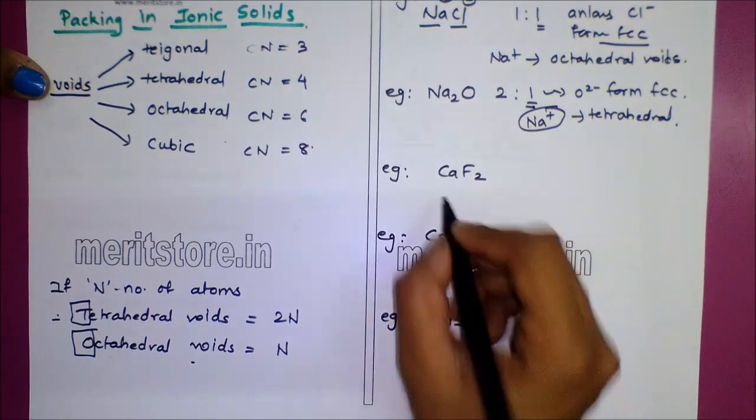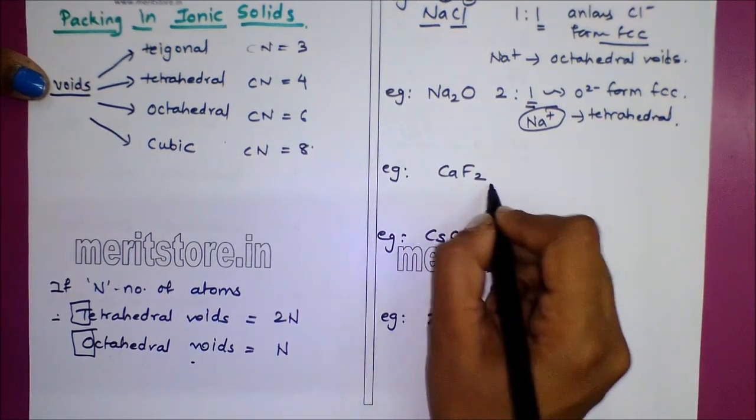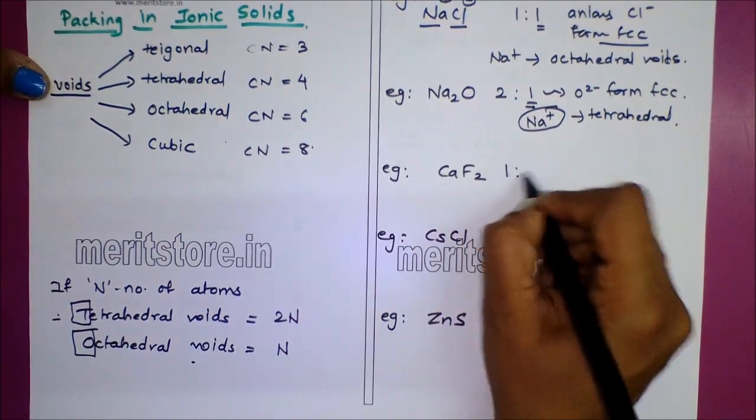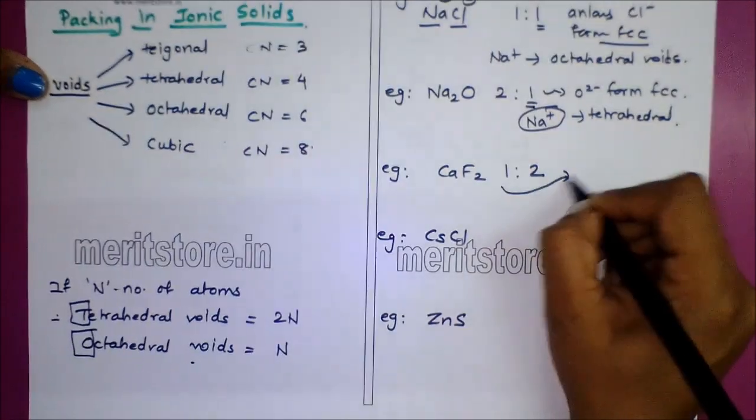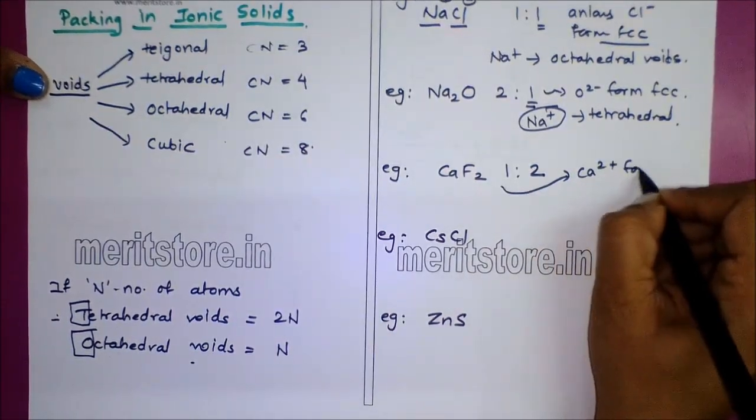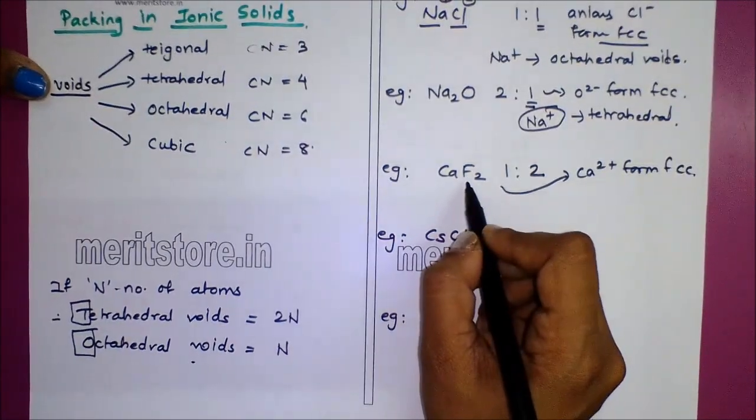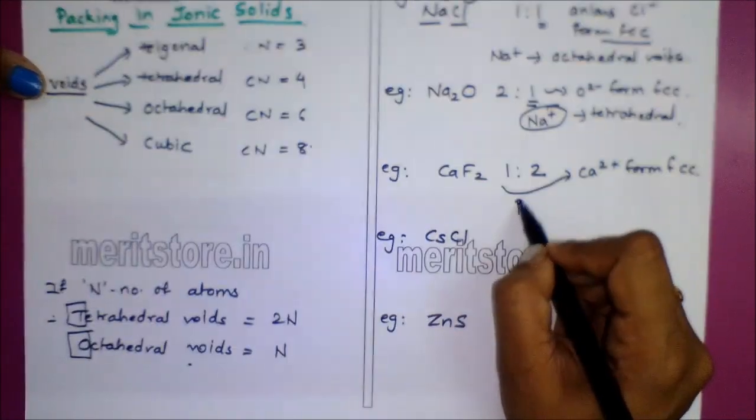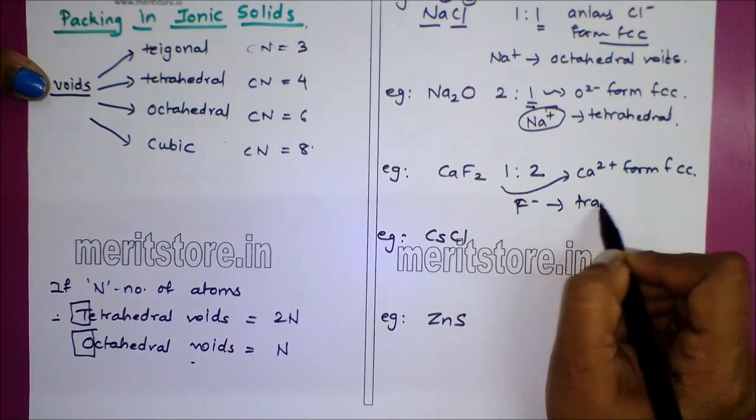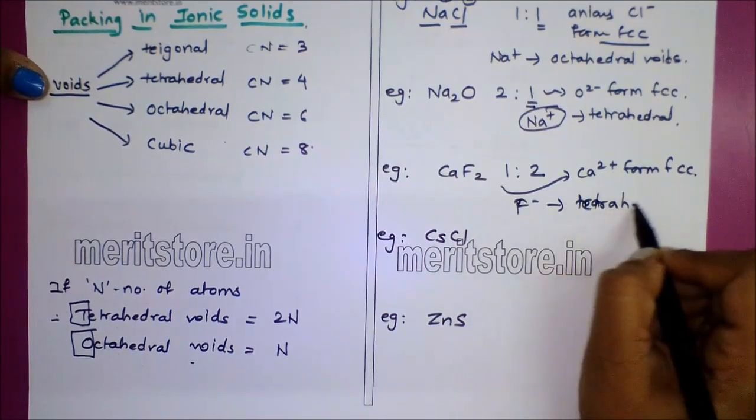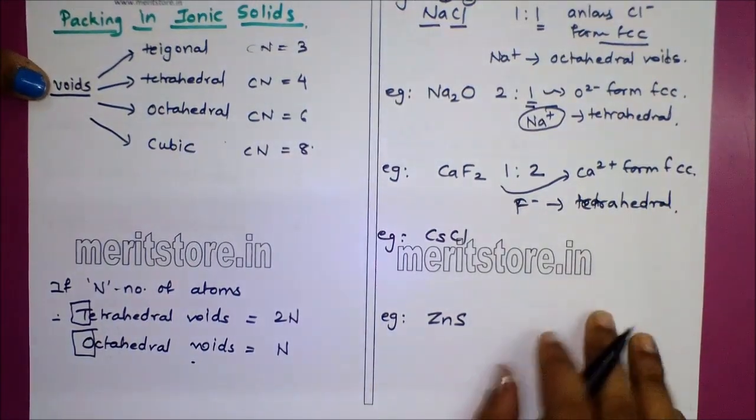Now we have a formula CaF2, where the ratio is 1:2. So this time the calcium is expected to form the FCC, and since the fluorides are double, they will occupy the tetrahedral void spaces in case of the calcium 2 plus FCC.